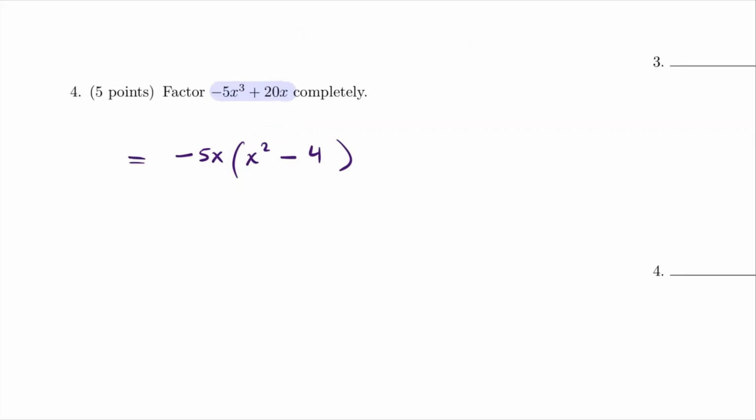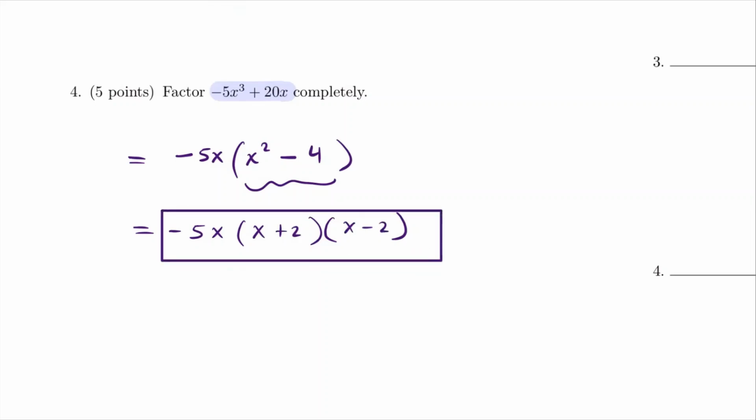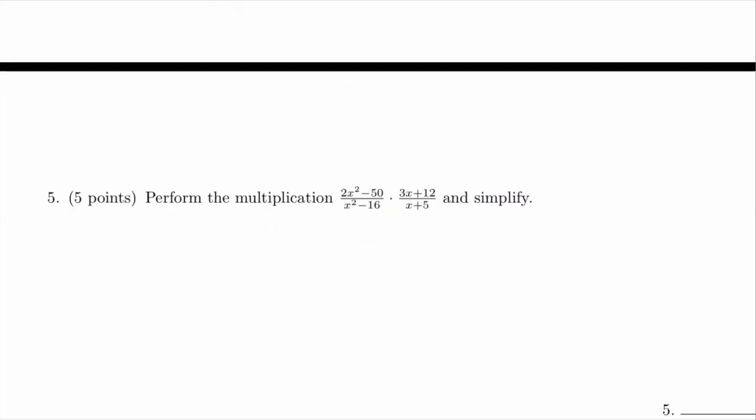Then this would factor further, since that's a difference of two perfect squares. So we have negative 5x times, this will factor into x plus 2 times x minus 2. And there you have it. This is completely factored. That will be our answer to this problem.